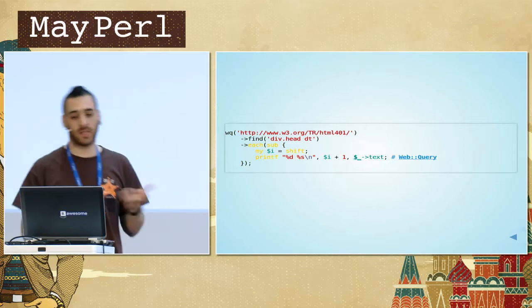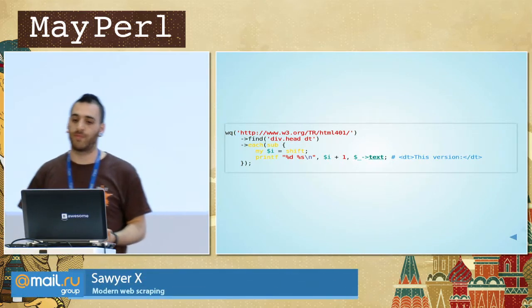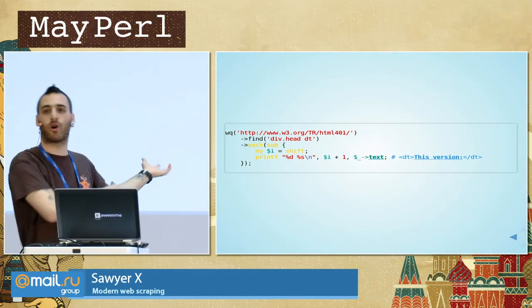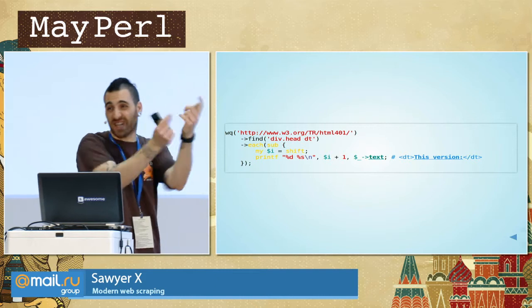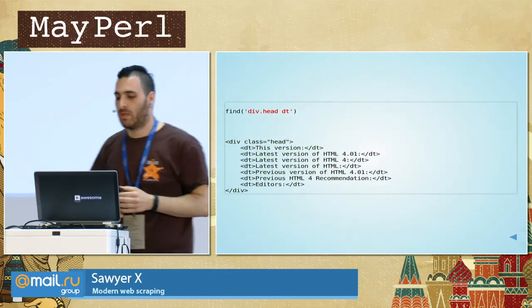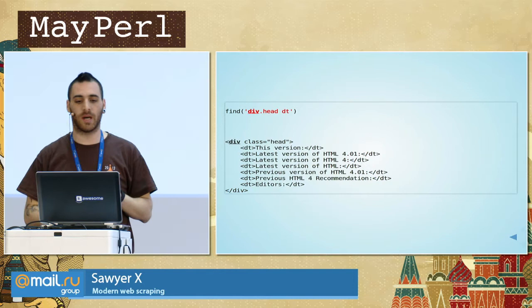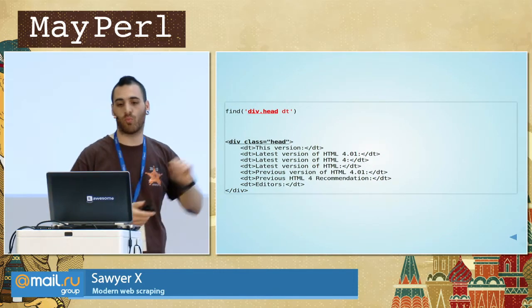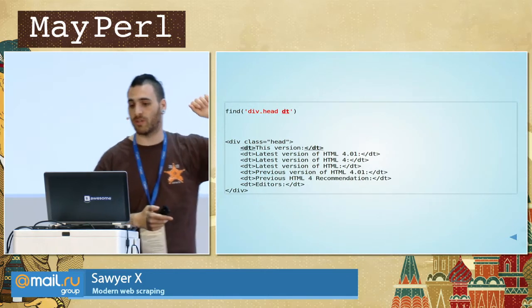Then we're printing out a number and a string, which will be the index plus 1 because it's humanly readable. And then we're going to use dollar underscore text. Dollar underscore is a web query object. Now, that web query object has an attribute, text. So if this is the object, this is what it represents, text will match the text part of it. So if we do a find, div was matched here, then head matched this one, then this entire thing matched, and we can move on to DT.